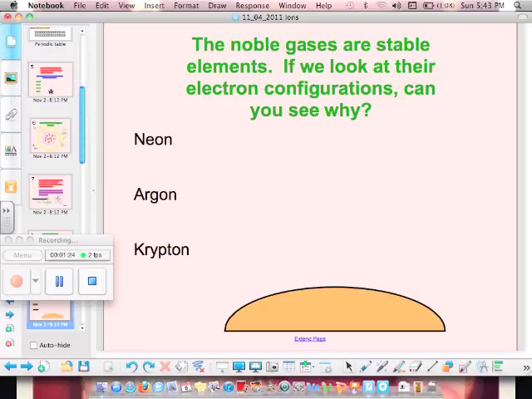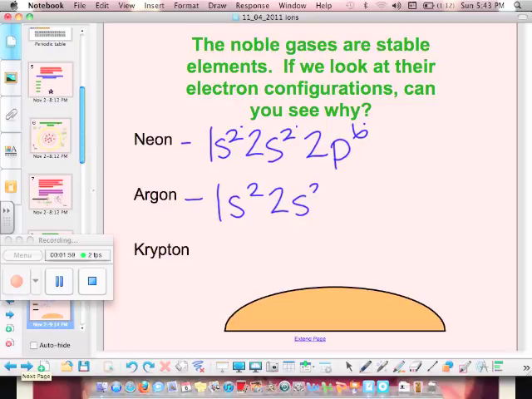So let's take a look at noble gases. Like we said before, noble gases are always stable. And if we take a look at the configurations, we can see why. So we're going to do these quickly by using our periodic tables. Neon is in row 2 at the very end. So I get 1s2, 2s2, 2p6. And if I add 2, 4, 10, that is the atomic number of neon. If I do argon, I get 1s2, 2s2, 2p6, 3s2, and 3p6.